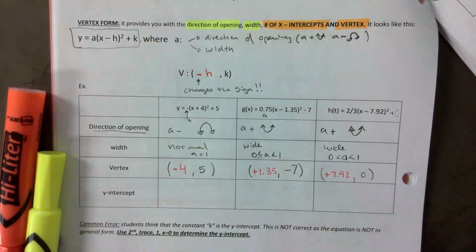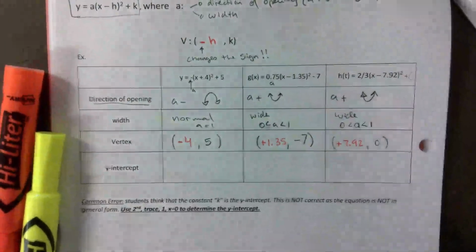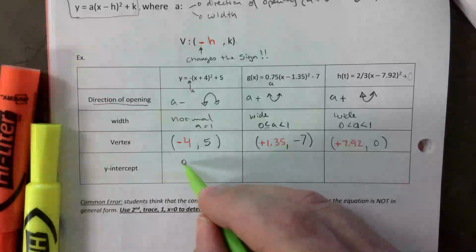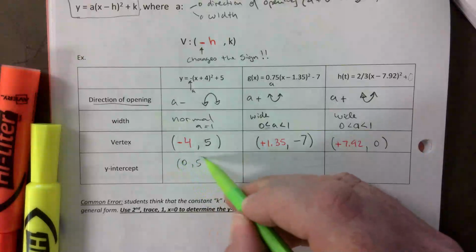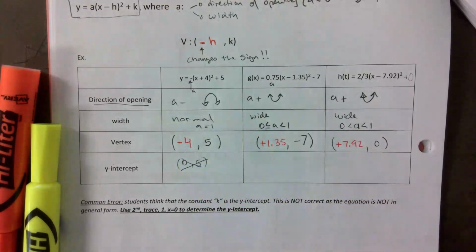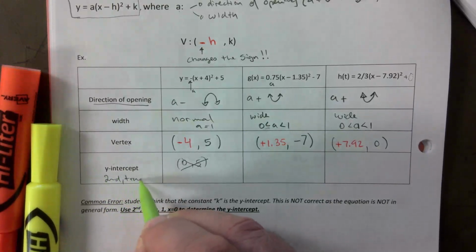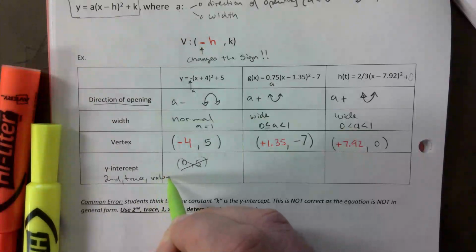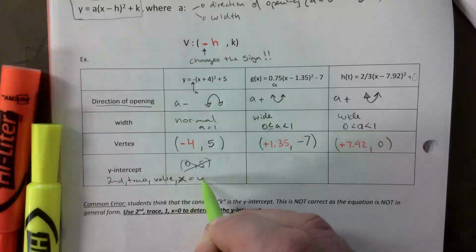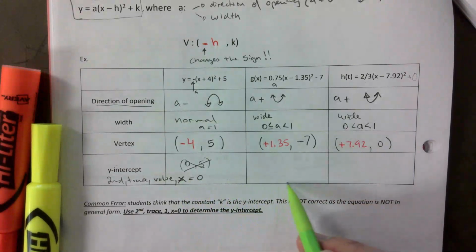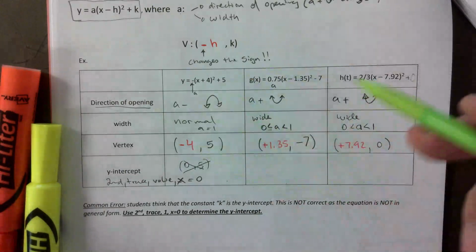What about the y-intercept of all of these? You know what the biggest mistake is? 0.5, because remember, that's incorrect. It's not 0.5. You've got to use second trace value, and then x is equal to 0. And then you'll find the y-intercept. So I'm not going to do that here. I'm just going to ask you to focus on that, okay?